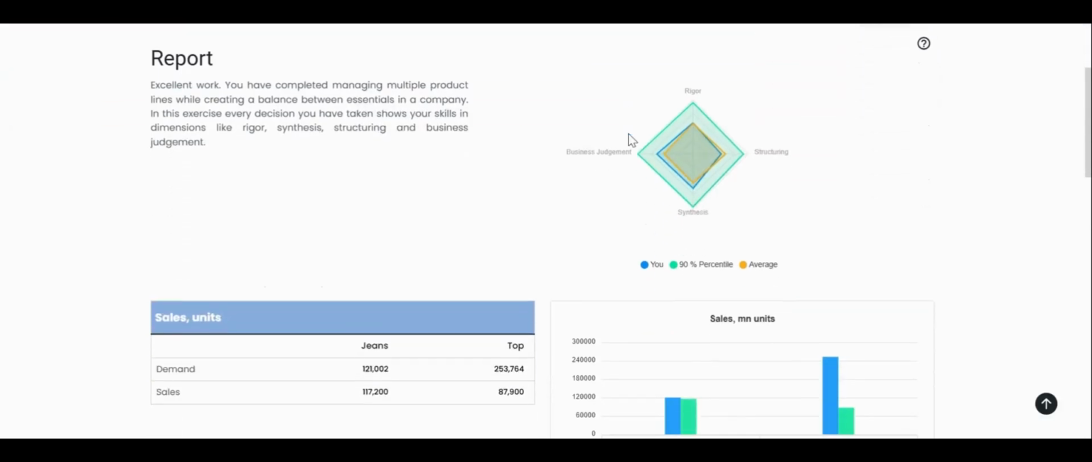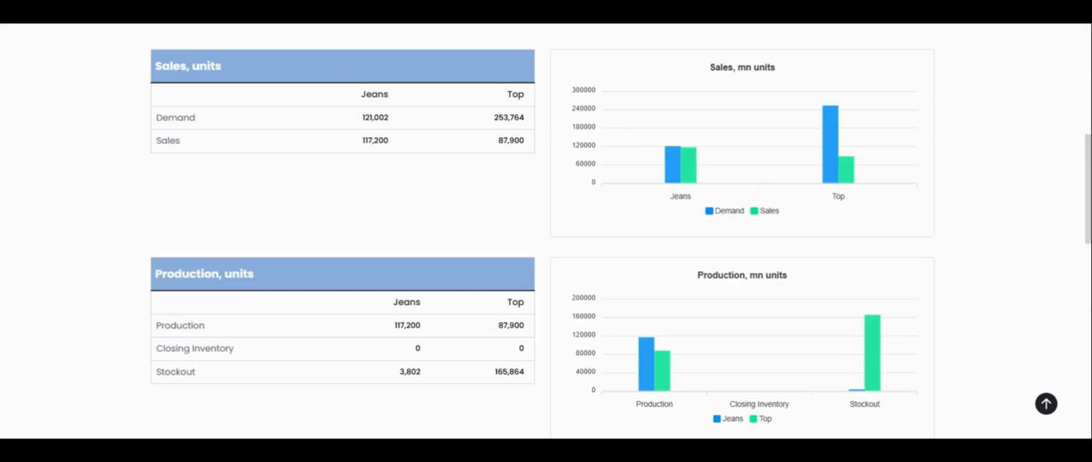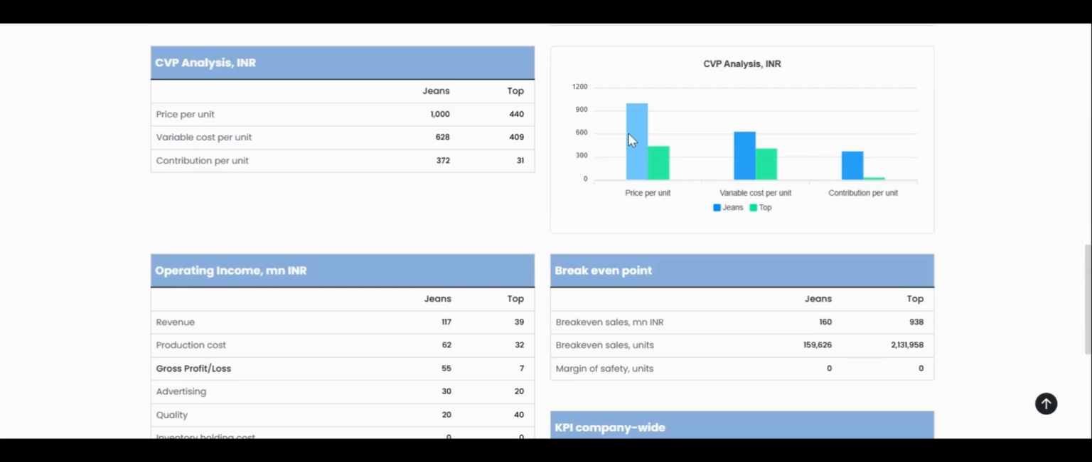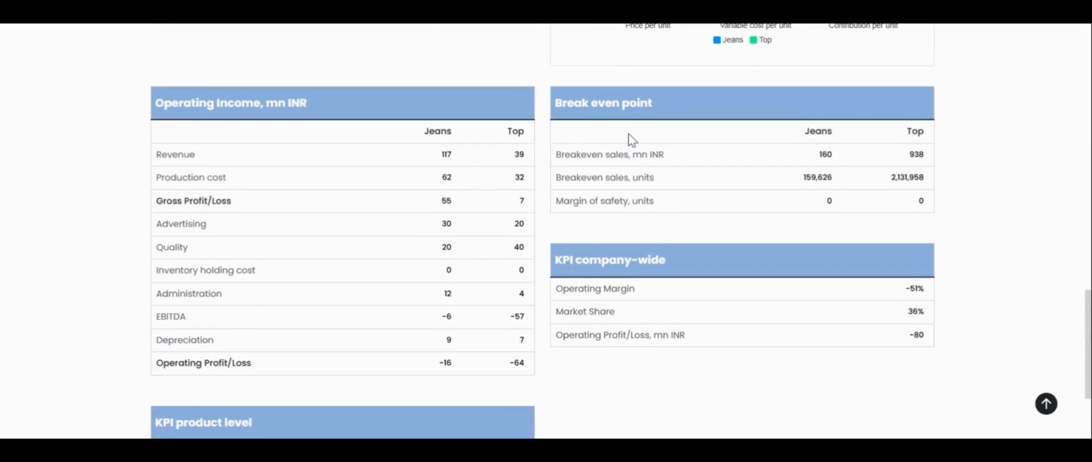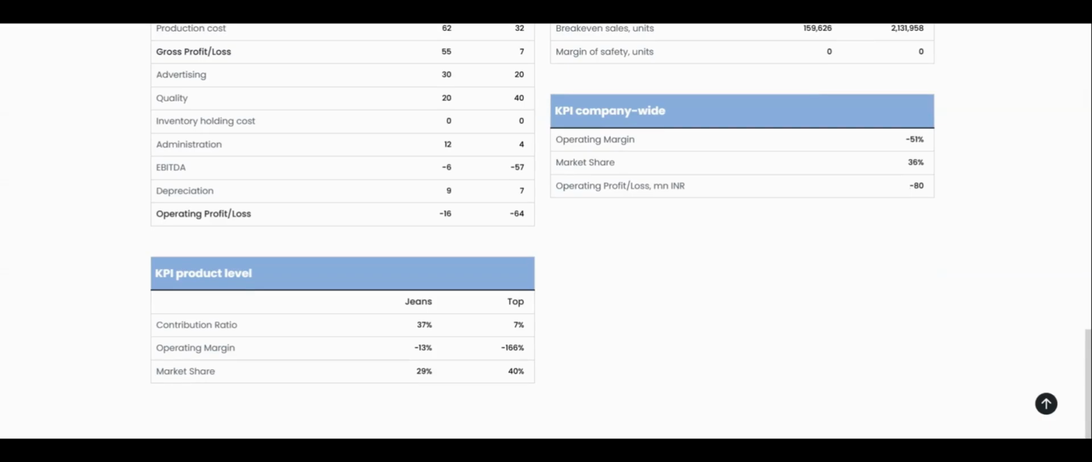In the Report section, participants can access detailed insights into their performance and understand how their decisions influence the results. We can compare actual sales against our demand forecast, review production planning and stockouts, and evaluate key financial and market indicators. We will also see important KPIs such as operating income, contribution ratio, operating margin, and market share at the product level. At the company level, we can review overall operating margin, market share, and operating profit or loss.